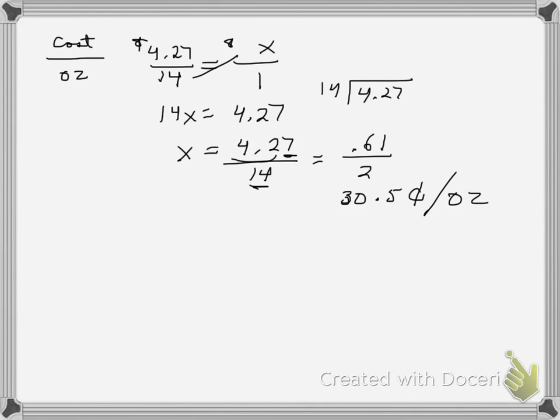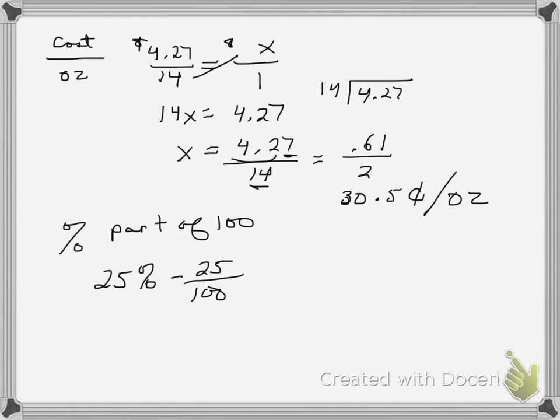The next idea is percent. This is the percent symbol, and percent means part of 100. So if I say 25%, that means take 25 parts out of every 100. If I say 3%, that means take 3 parts out of every 100. So it's very easy to convert from percent to fraction. All you do is put the number over 100.